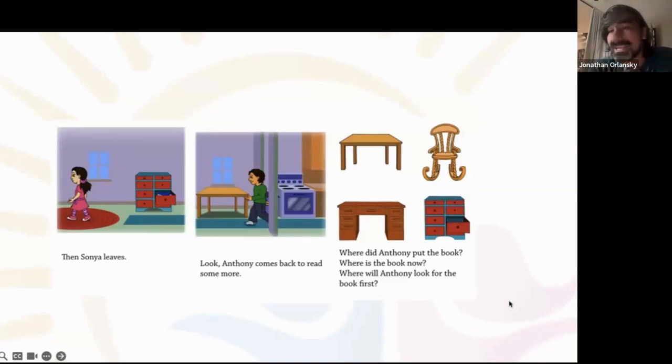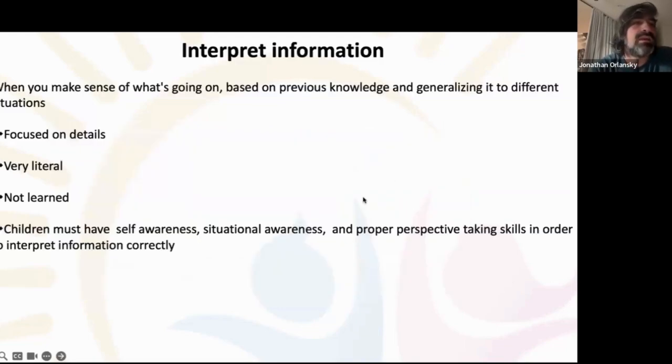But of course, he does not know the book has been moved. Sonia is not there to tell him, so he is going to look at the table first and then be looking around for the book. We really know a good bit about how he's going to feel. He's going to feel confused, maybe slightly anxious, and we know his motivation, which is to find the book and to continue reading.